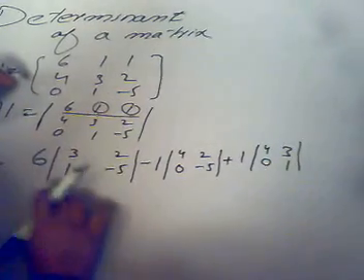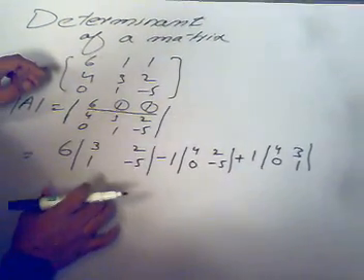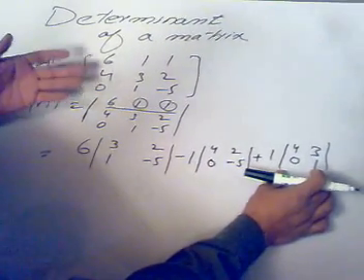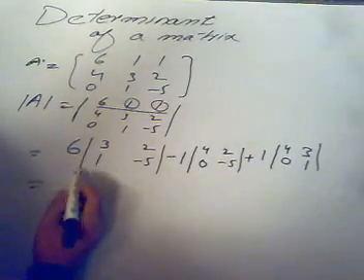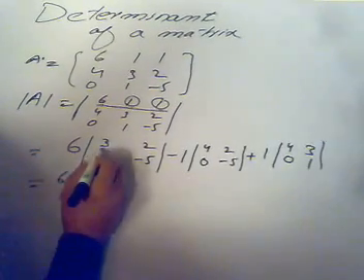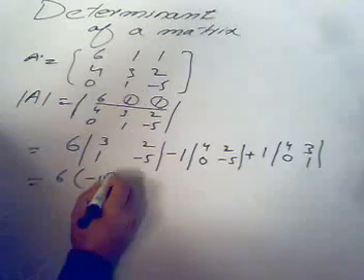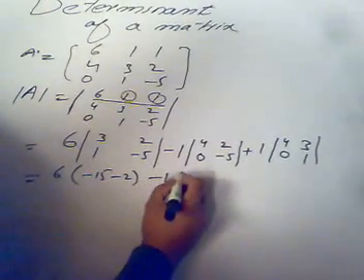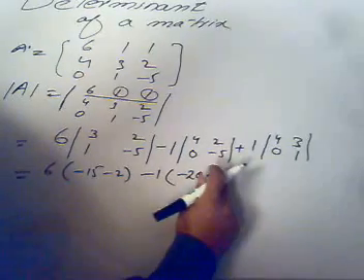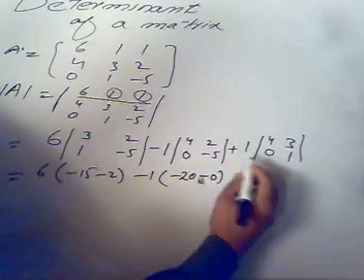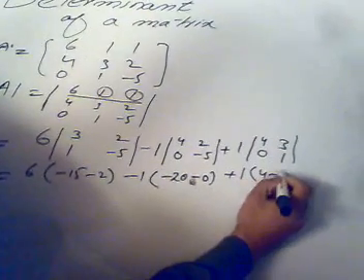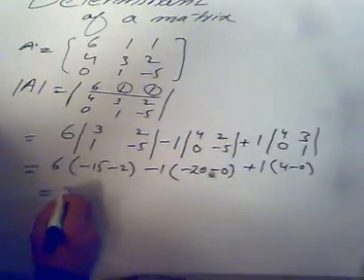Now if you notice, I have expanded the 3 cross 3, and now I have 2 cross 2 matrices, and we will solve them as we have already solved in the previous examples. Now this is 6, and this will be minus 15, minus 2, this is minus 17. This will be minus 1, and this will be minus 20, plus 0, minus 0 you can say, doesn't matter. And here we have 1, then 4 minus 0.